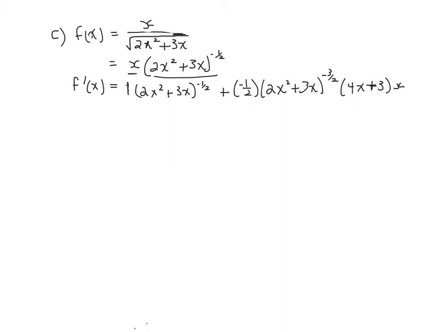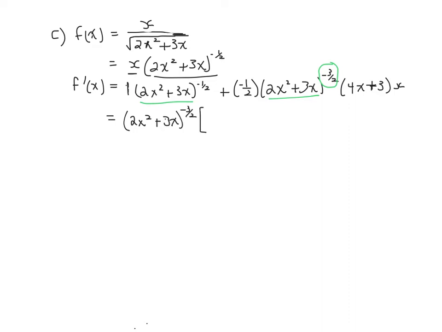Now I'm going to look at starting to factor some things here. I notice that I have this bracket of 2x squared plus 3x, and it appears in both pieces. My lowest power of it is right here, because negative 3/2 is actually smaller than negative 1/2. So when I go to factor that, I'm going to factor out (2x squared plus 3x) to the exponent of negative 3/2.